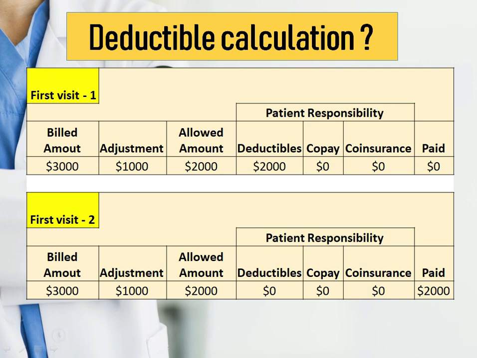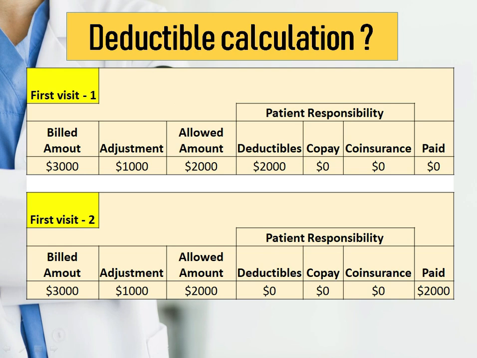So there would be no deductible unless the patient has any copay or co-insurance. The insurance company will pay excluding that amount. Here we have mentioned the billed amount is $3,000 and the adjustment is $1,000. The overall allowed amount is $2,000, and the patient has already paid the deductible. I mean, the patient already met the deductible, and the insurance company paid $2,000. I hope you understand. If you have any questions, please drop them in the comment box.